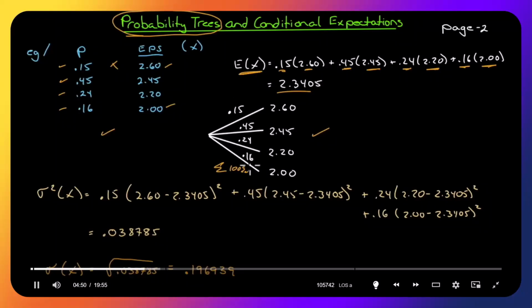So all of these probabilities must sum to 100% for the tree to be valid. We have an outcome at each step along the way, and we can calculate the expected value. There it is. To calculate the variance, it's the same probabilities. There's 15%, 45, 24, and 16.